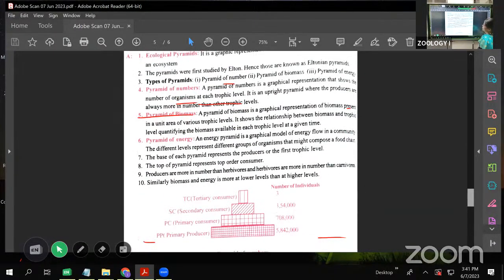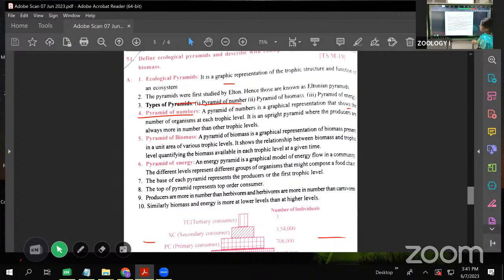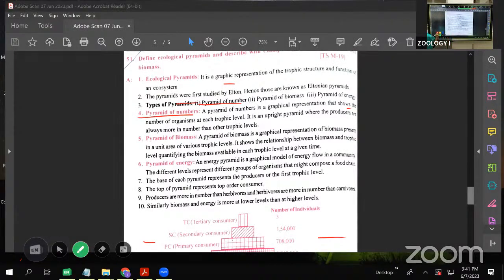I will show the diagram for the ecological pyramids. The first, see this one. What are the pyramids? They are the graphical representation of the trophic structure and functions of the ecosystem. We are representing that graphically, and we call it a pyramid, like this. We describe it as the ecological pyramids.